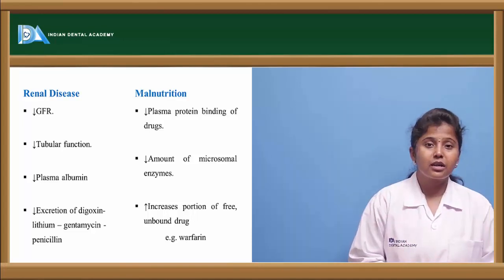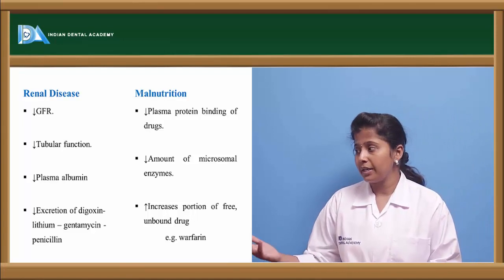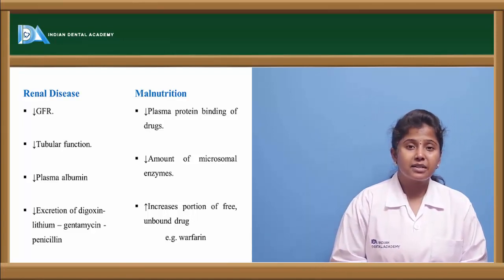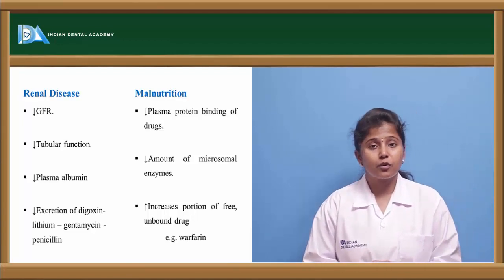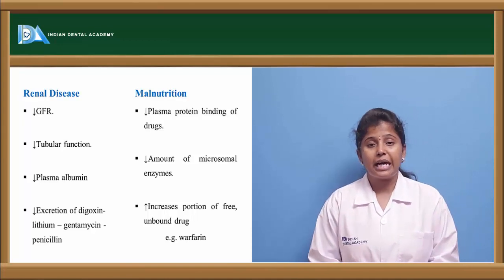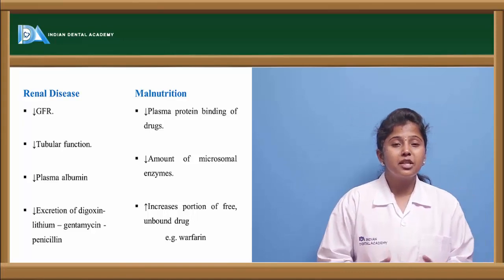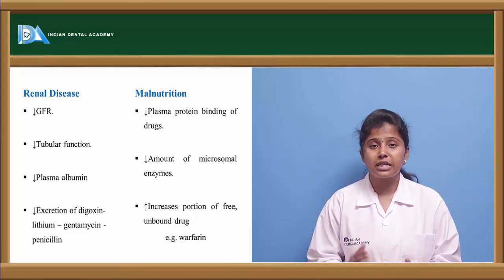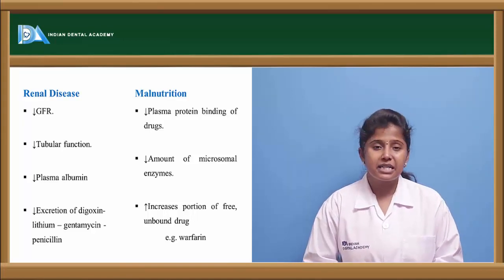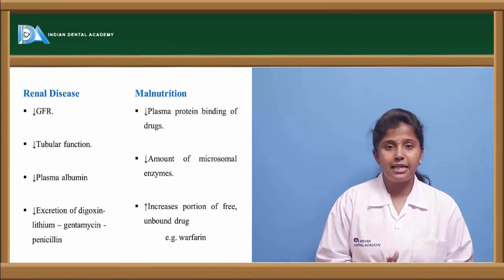So, the functioning which is occurring in the tubule of the nephron will be decreased, and there will be decreased plasma albumin. It is a plasma protein which is present in the blood, and that will be decreased, and there will be decreased excretion. So, the elimination rate of drugs like digoxin, lithium, gentamicin and penicillin will be decreased in the renal diseased condition.